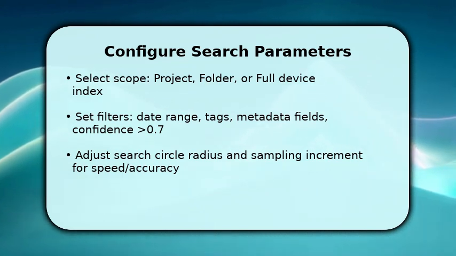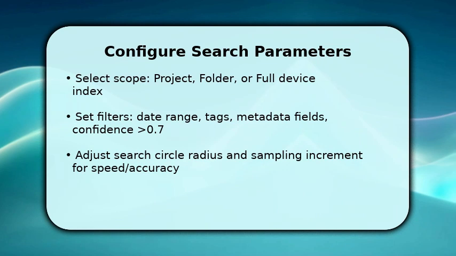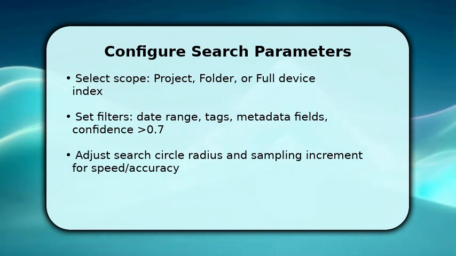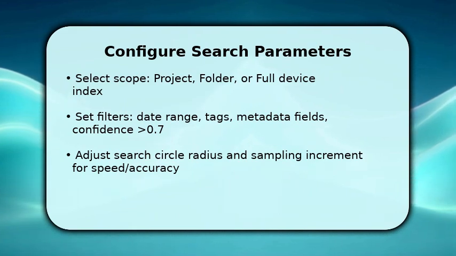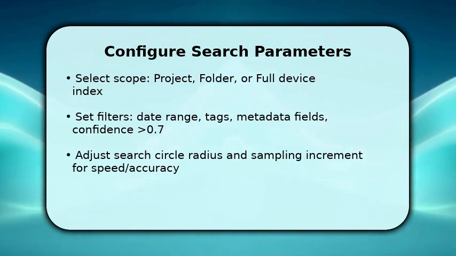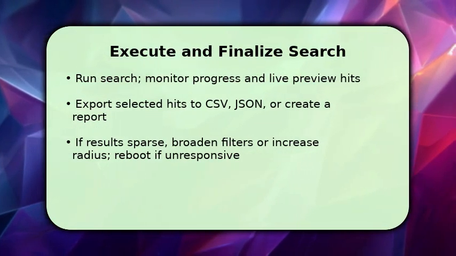Finally, tweak the circle radius and sampling increment. Smaller radius increases precision, while larger increments speed up scanning. These choices balance speed versus completeness. You're ready to run the search and interpret results.